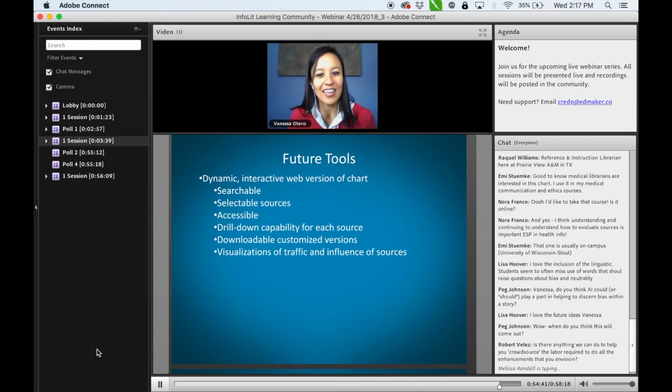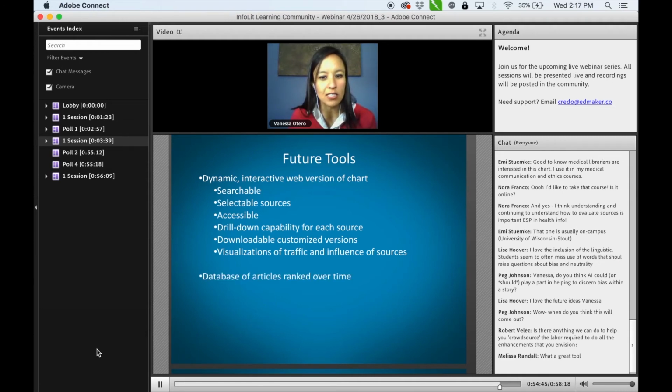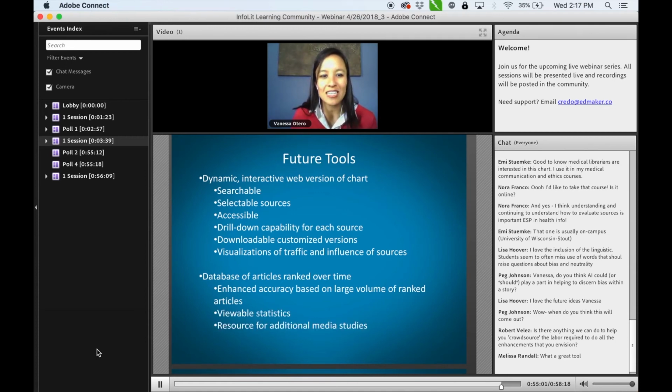Then, visualizations of traffic and influence of sources. I'm getting some good feedback on this in the comments here, and I'll have a database of articles ranked over time, and enhancing accuracy based on a large volume of ranked articles is the eventual idea. Viewable statistics on each of those, and it can be a resource for future media studies, academic studies, etc.